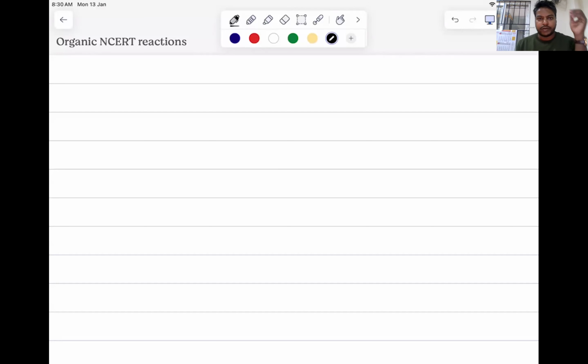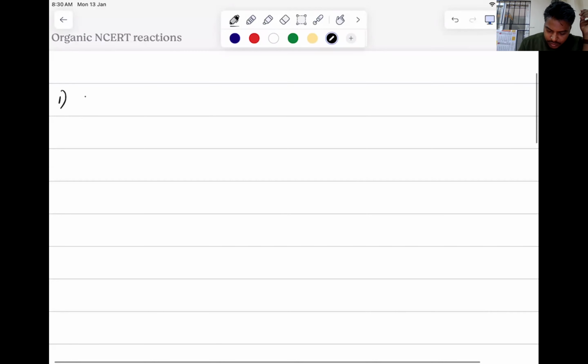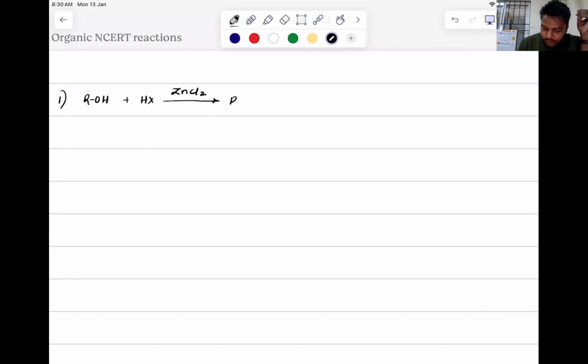Let's see what are the important organic reactions from this topic. First reaction is alcohol. Any alcohol when you react with HX in the presence of ZnCl2, what are we going to get? We generally get RX plus ZnO plus HCl. Correct? These are the products you got to understand.